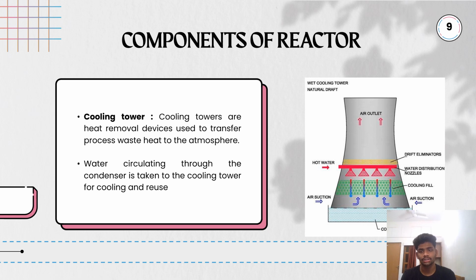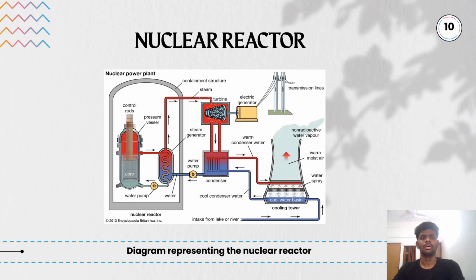Now, this is the last component, mainly known as cooling tower. Cooling towers are heat removal devices used to transfer process waste heat to the atmosphere. Now, this is a diagram representing the cooling tower. Now we are going to discuss the nuclear reactor. As you can see, the diagram represents the nuclear reactor.